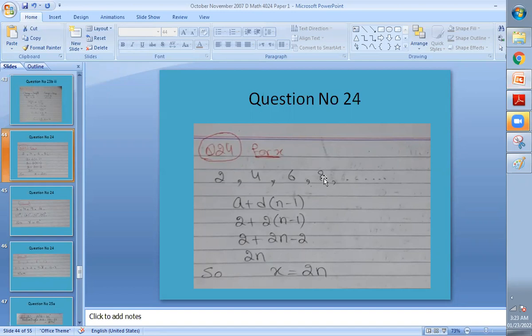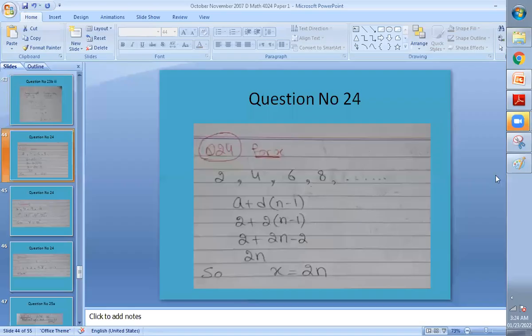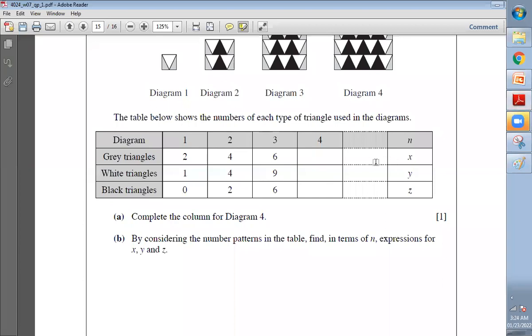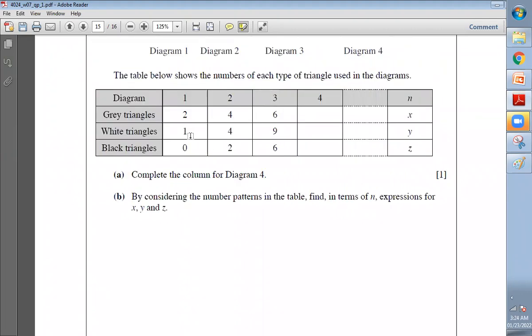So there is an increase of 2. So if there is a constant increase, we can find the nth term. So it will be a plus d bracket n minus 1. A is the first term. D is the common difference. That's 2. N minus 1. So you will have 2 plus 2n minus 2. So 2 and 2 cancel. You have 2n. So the x will be 2n. We have to write it here. It's a 4-mark question.